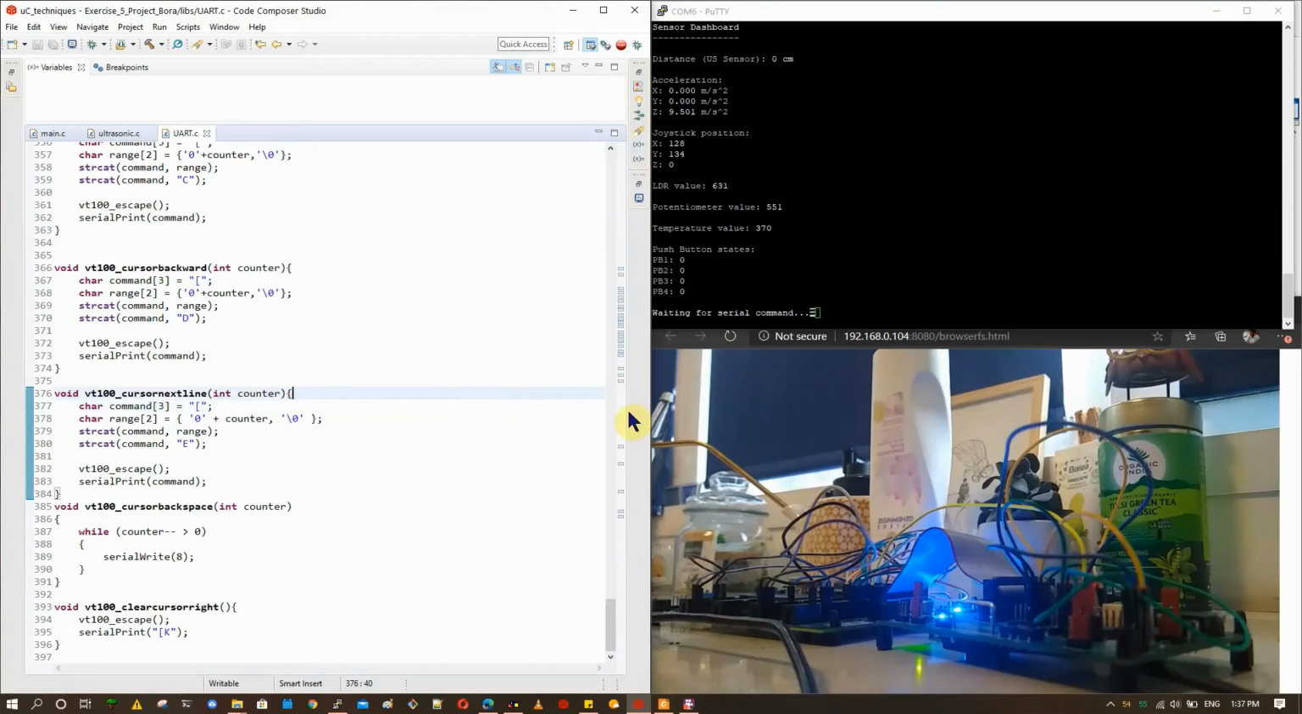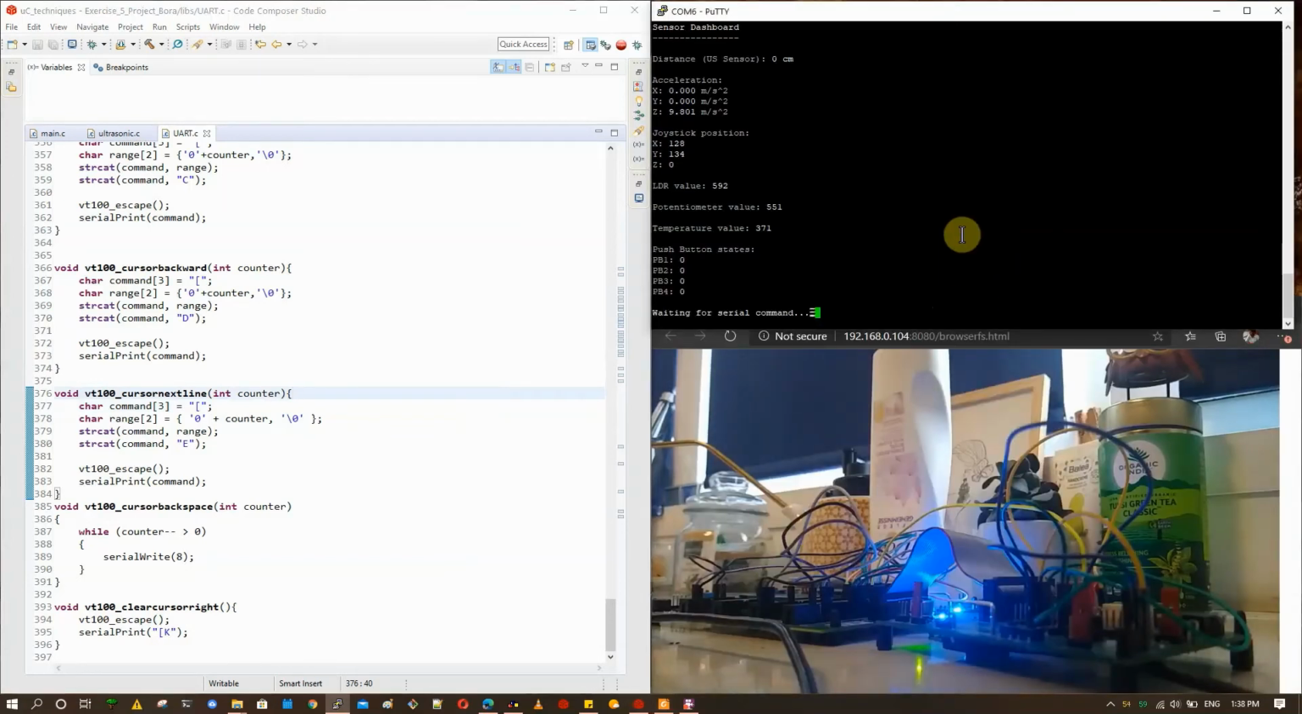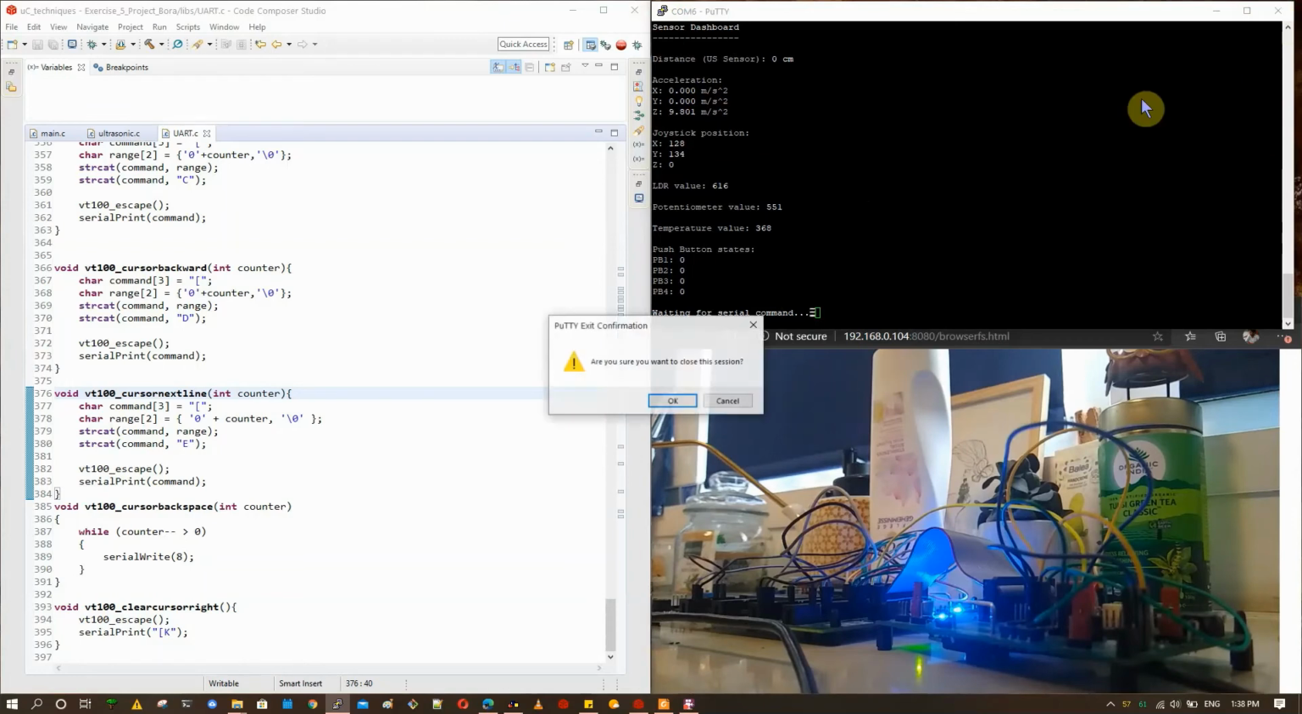Next, what we want to test is the last question, how to send serial commands to the board. For that, we will not be using PuTTY because it's very hard to send commands from PuTTY. So basically we'll use H-term for sending the commands, but in H-term we won't see a very formatted version of our sensor dashboard. It will be because H-term does not support VT100 sequences, so it will be all over the place. So we'll switch off PuTTY here.